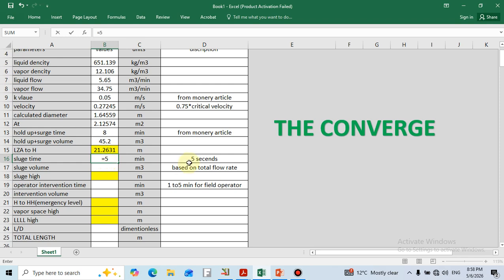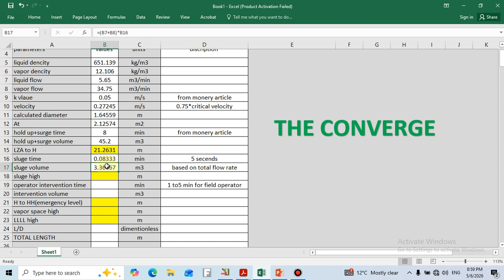I need to consider 5 seconds as a slack time, which is highly recommended according to the Exxon, I mean, Shell design practices, and divide this number by 60 to turn it into a minute. For the slack volume, you again need to consider the total flow rate of liquid and vapor times this slack time.